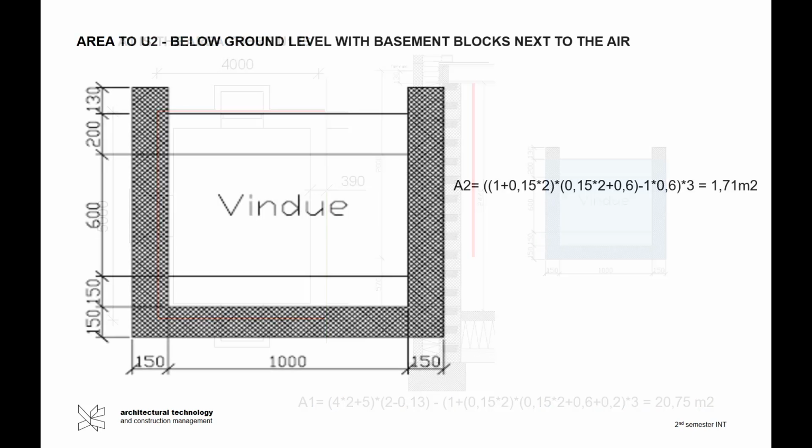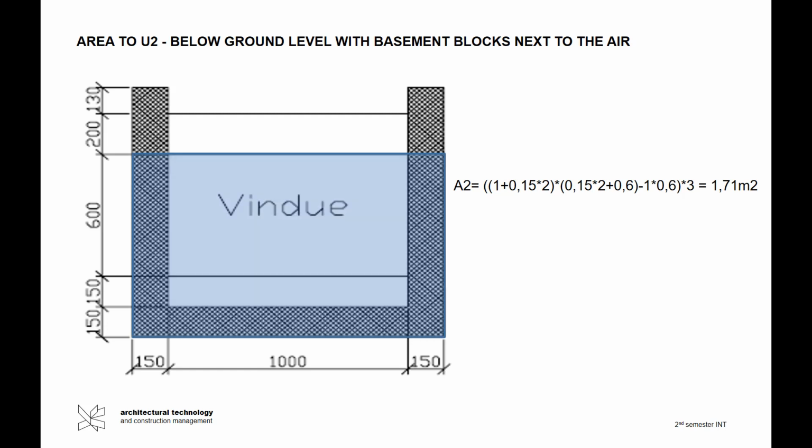Now I want to calculate A2. And A2 is below ground level with basement blocks next to air. So if I look at it, I have here what is below the basement blocks and is out to air. But this part here also has a window.